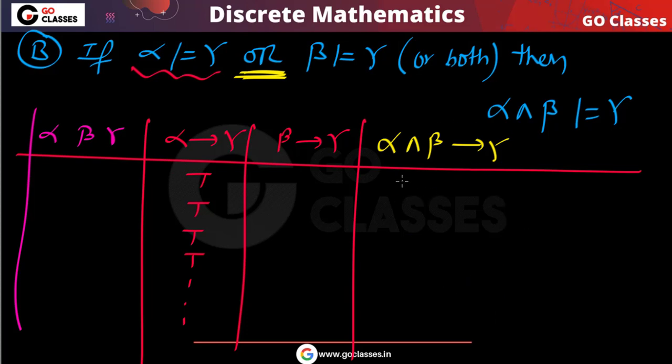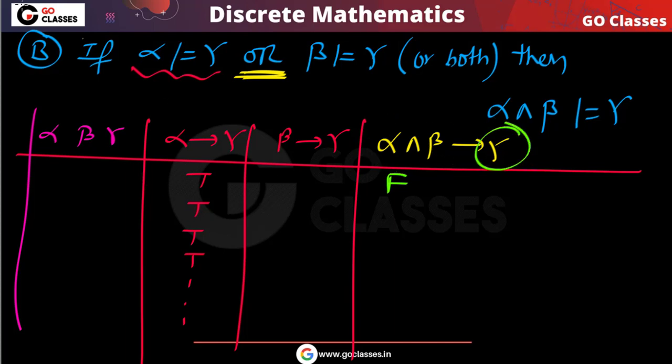So let's try to make it false. What we will do, let me try to make it false. If I can make it false, then option B is false. So how to make it false? This is the implication statement. How to make it false?